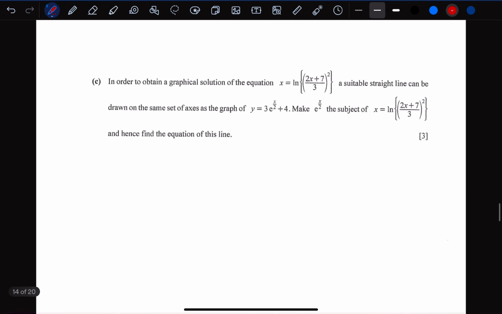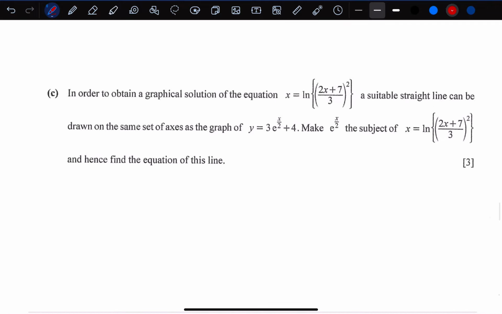And the last part to this question, they tell you that in order to obtain a graphical solution of this, okay, it looks very complicated, a suitable line can be drawn on the graph of the same axis as this. Make e to the power of x over 2 the subject of this, and hence find the equation of this line. Okay, let's just follow the instructions first.